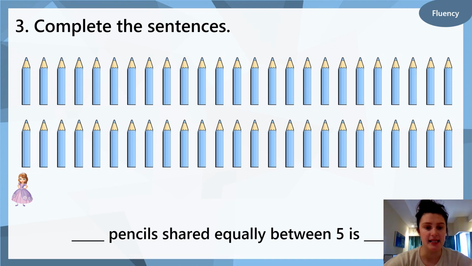Question 3. Complete the sentence. Pencils shared equally between 5 is... So we have to count all of the pencils and write it on the first line. Then take that number of counters and put them into 5 equal groups. Then I want you to tell me how many are in each group and write it on the second line. Pause now while you finish the question.